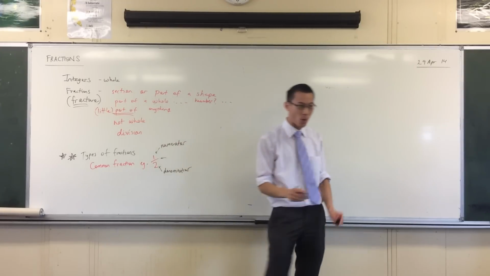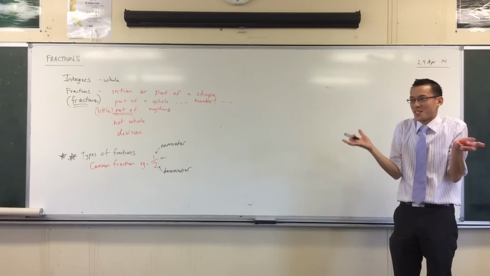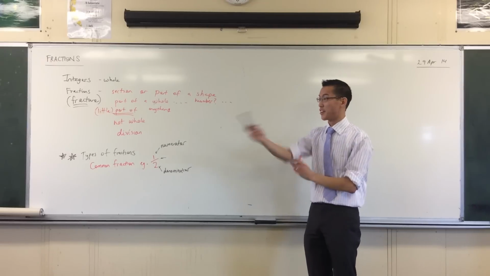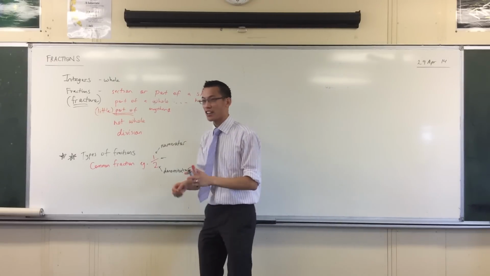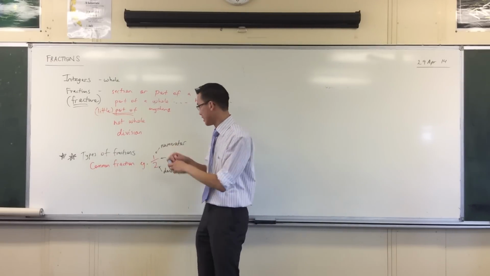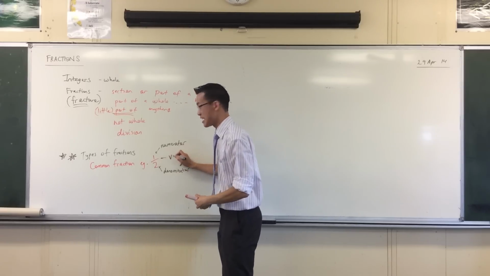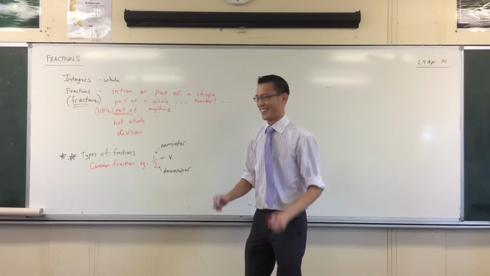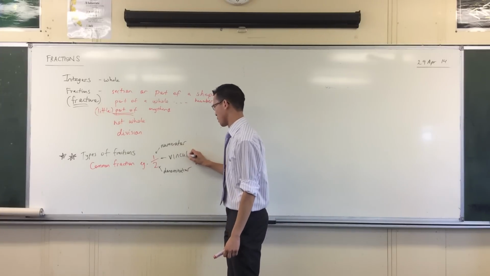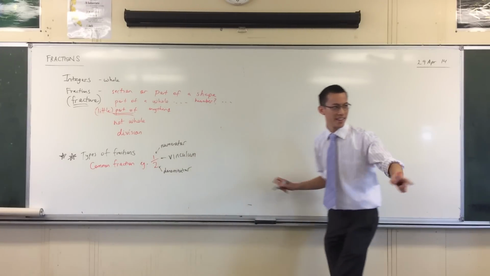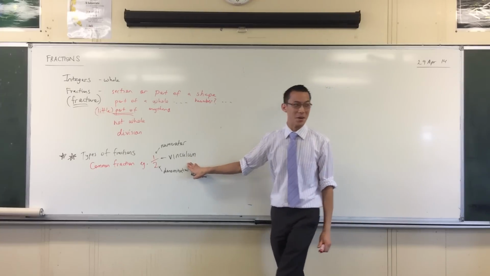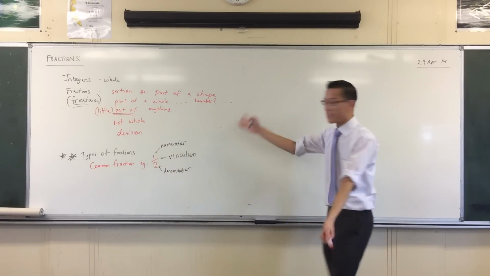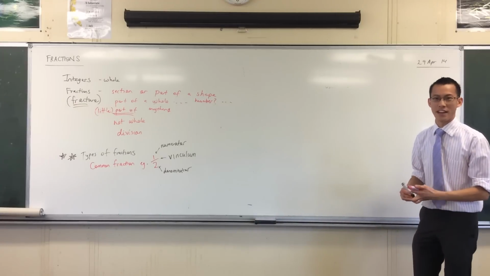Okay, but bonus points. Who knows what that thing in the middle is called? It's a line. And it is a line, but it's not called a line. I'll give you a tip. It starts with the letter V. Anyone think they know it? It's called a vinculum. All right, so there you go. There are the pieces of a common fraction.